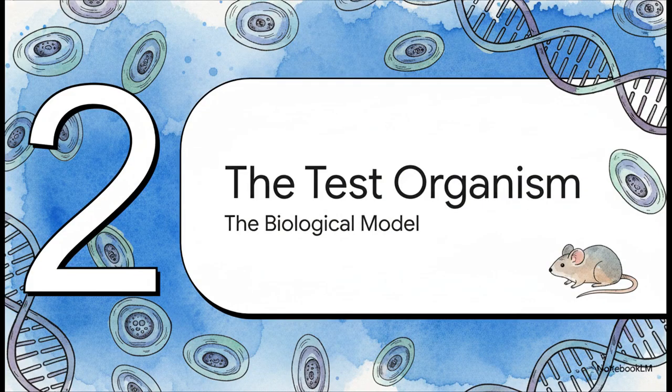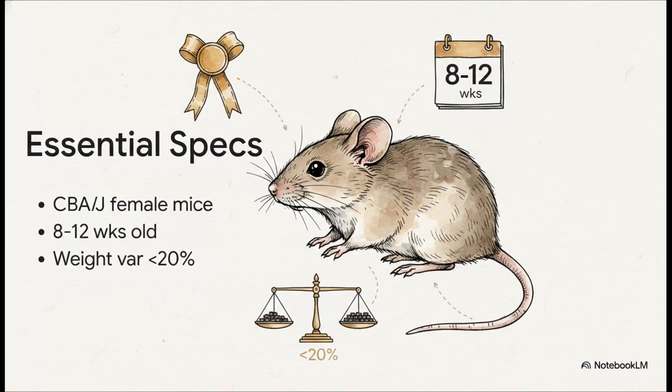Moving right along to section 2, the actual test organism we use. Okay, grab your pens and circle this part in your notes because you absolutely have to know the precise demographics of the mice used here. The entire validity of the assay hinges on this. Validation studies were done exclusively with the CBA/J strain mouse. That's our gold standard. You need young adult females that are nulliparous, meaning they've never given birth, and they can't be pregnant. Age is strictly capped, literally exactly, between 8 to 12 weeks old when the study starts.